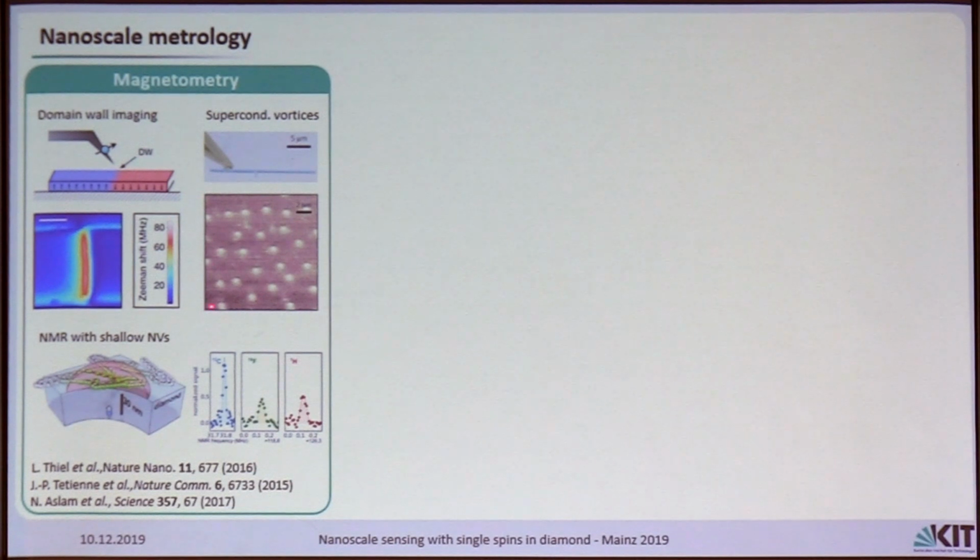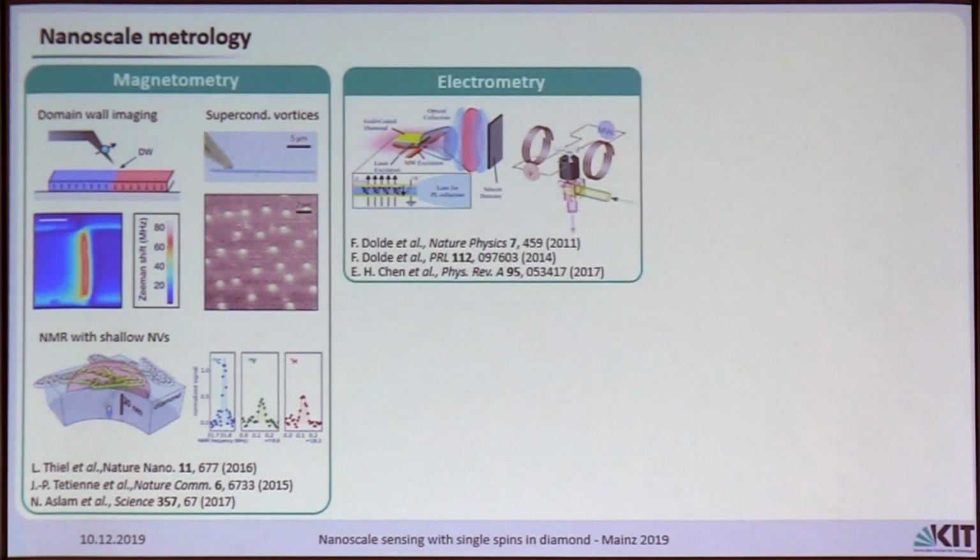And besides that, also another experiment from Patrick Maletinsky in Basel. He did an image of superconducting vortices in a superconductor. Also the same kind of principle, just scanning over the surface and detecting a stray field. And then, of course, you could also do, with shallow NV centers very close to the surface, NMR-type experiments, and many more. But besides that, the NV center is also sensitive to electric fields.